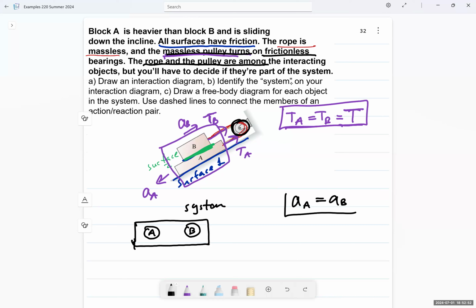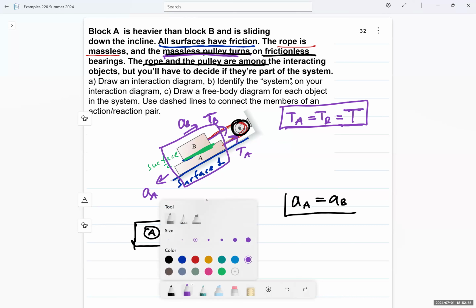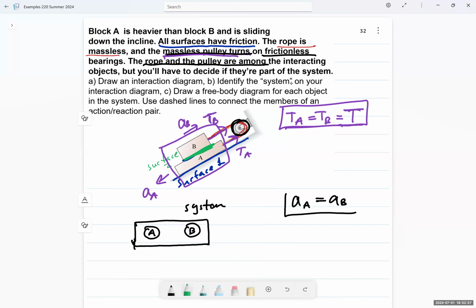One of the things we can do here is use something like this. These two are connected by this. I'm going to put F2, so friction 2. Let's put it like that. So friction 2, which is from surface 2, is going to be an internal force.